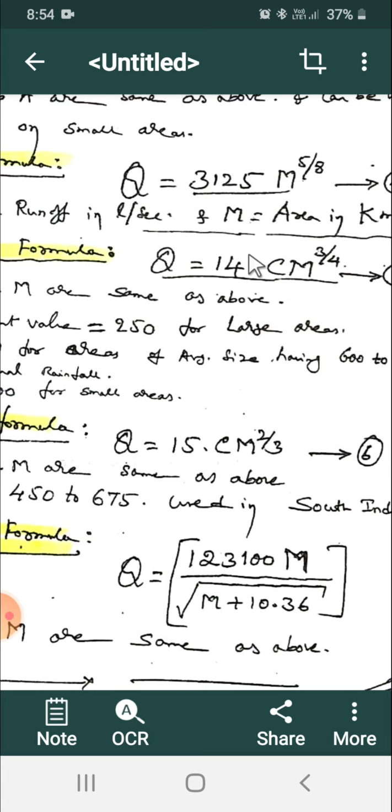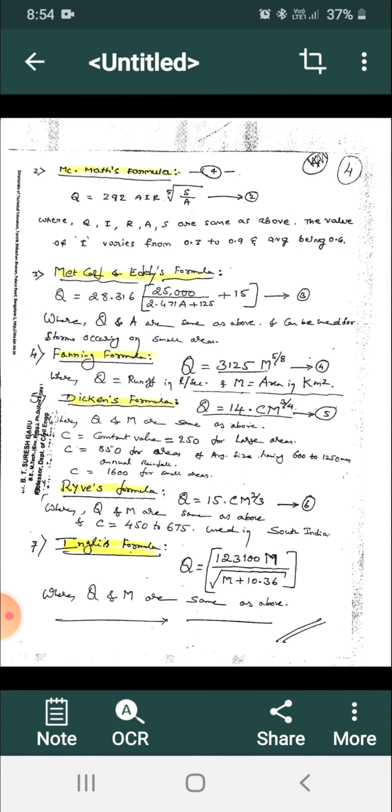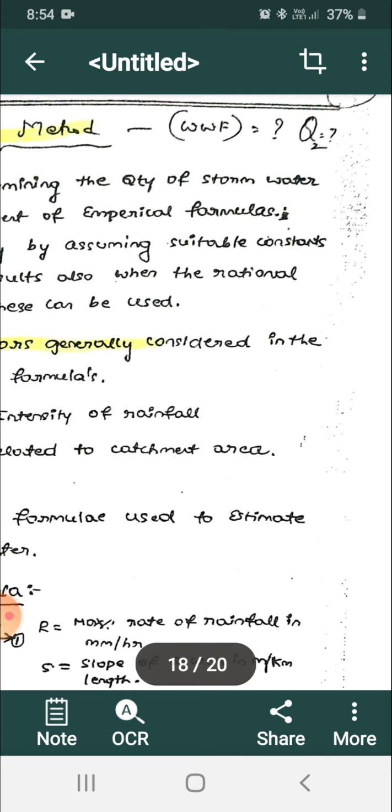Most of the question paper has the rational formula method. Here, which method is this? Empirical formula method. Using this formula you are going to determine this one.